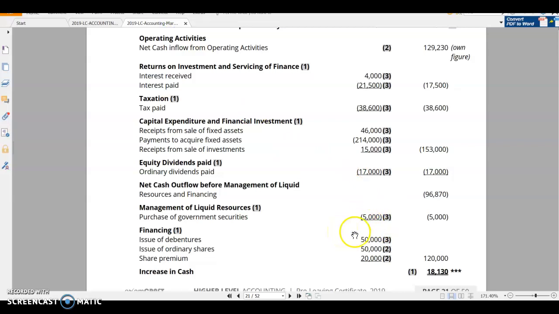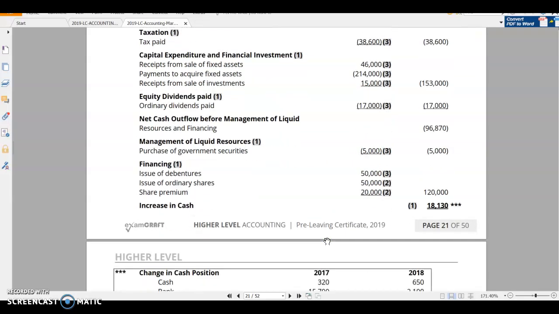Financing was fine. So debentures went up by 50, ordinary shares went up by 50, share premium went up by 20. That's all coming from the balance sheet. The revaluation reserve doesn't go in there. So revaluation reserve is kind of an accounting concept. It's to recognize the increase in value of your asset, but it doesn't mean you're receiving 25,000 euro. So it shouldn't go in here. So the cash flow statement is just movements of cash in or out. So it's just those three items there. And you end up with an increase of cash of 18,130.